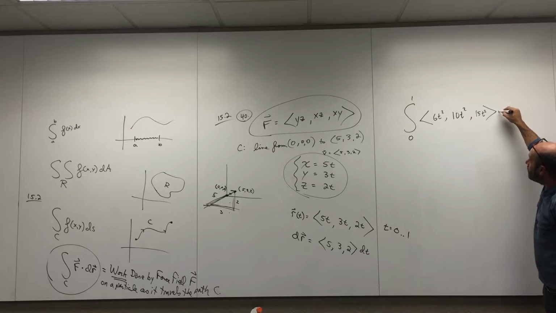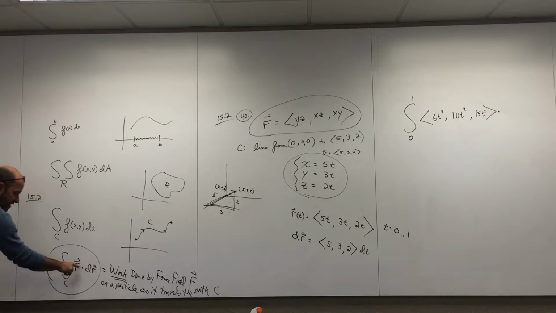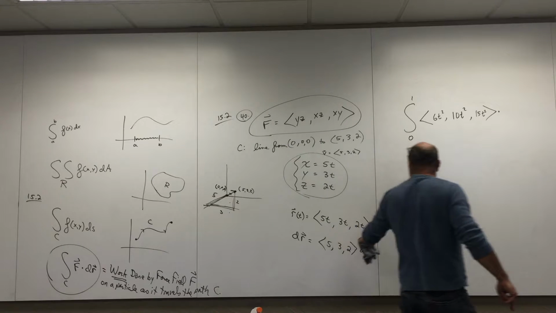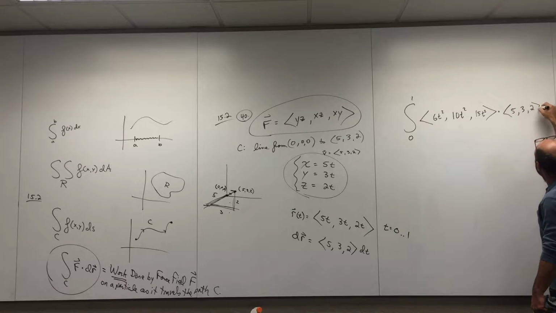I'm doing a dot product with dr. That's what this is, you guys. F dot dr. What is dr? Oh, there it is. 5, 3, 2 dt.